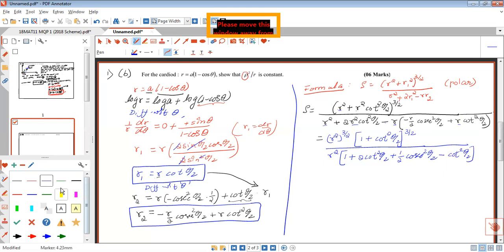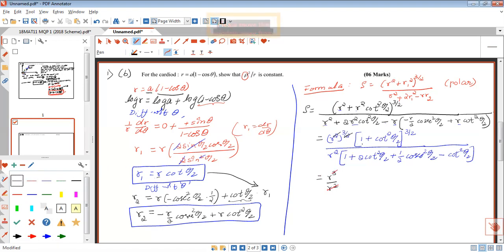Now here the square and square root get cancelled. So we have r to the power 3 divided by r square in the denominator. Further, r square is cancelled, and just r remains.